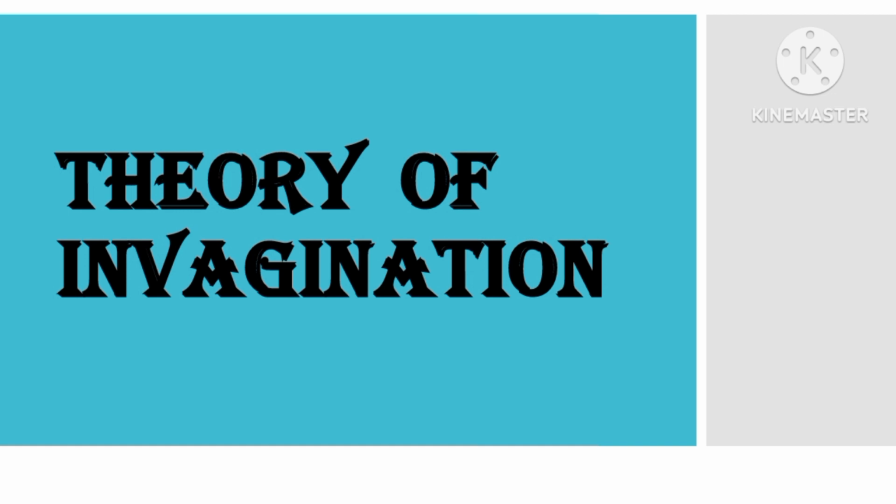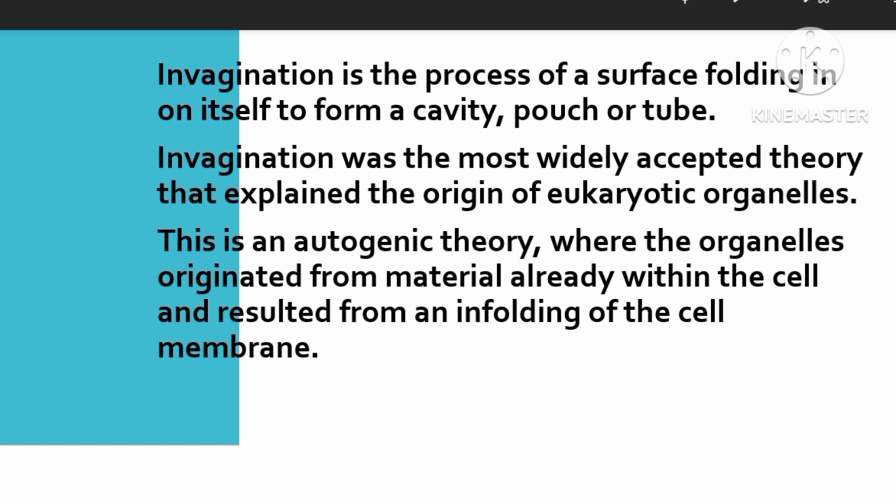So today's topic is the theory of invagination. What does invagination mean? Invagination is the process in which the surface unfolds inside. If there is a cell, then the plasma membrane folds towards the inside, and this is known as invagination. The folding of something towards the inside, forming a cavity, a pouch or a tube, is called invagination.